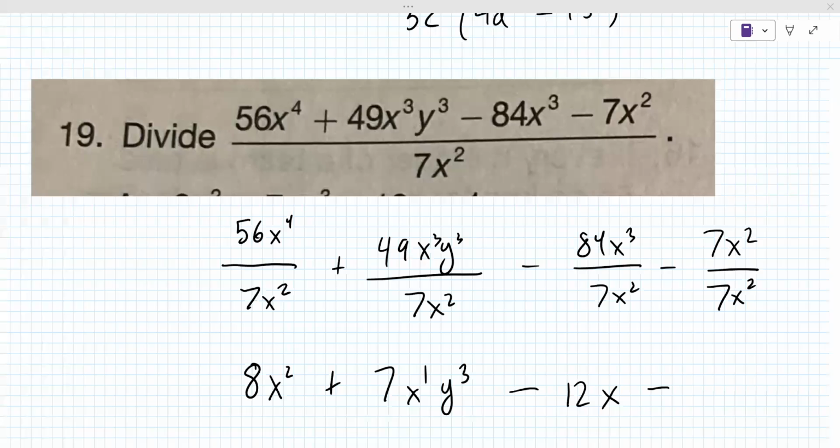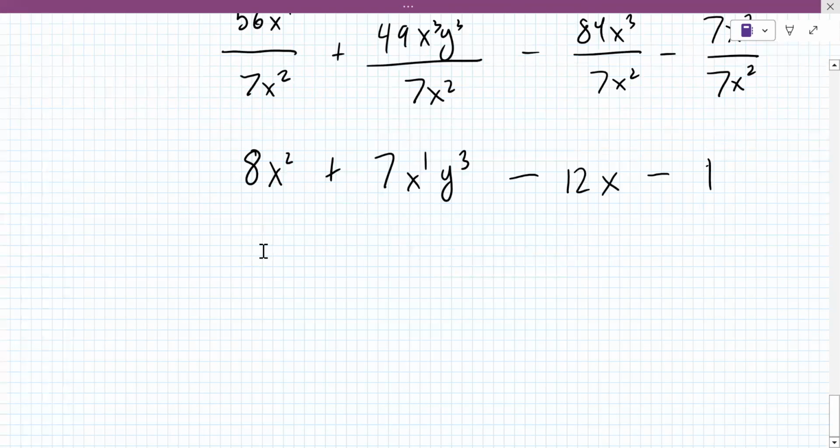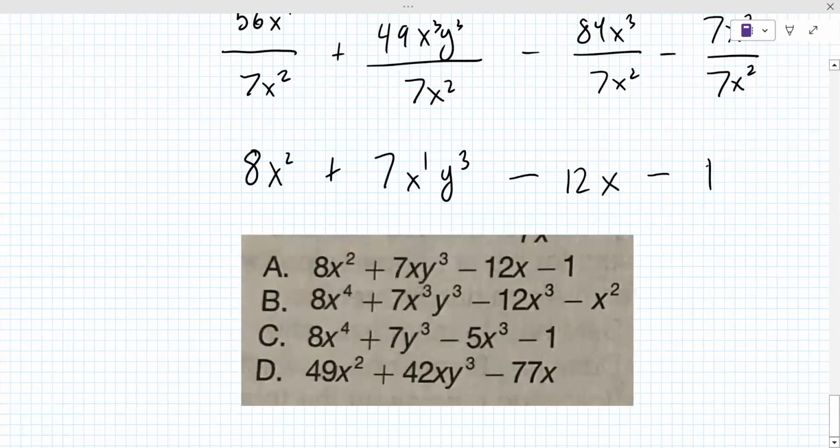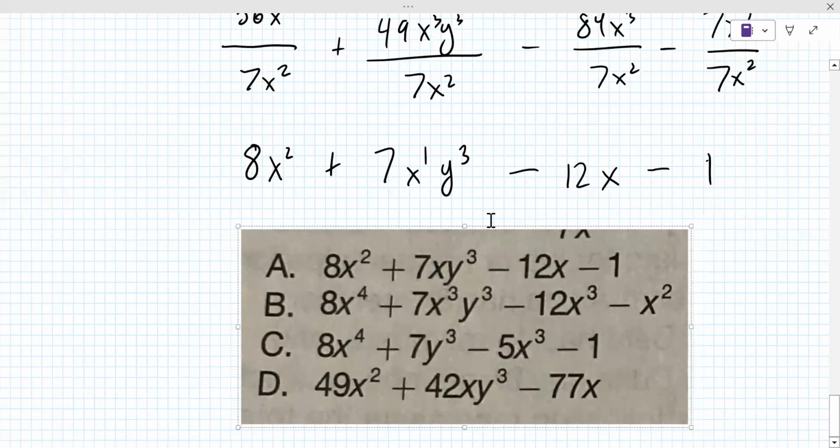X. When it's the same on the top and bottom, it becomes 1. Oh, 7 divided by 7 is 1. X squared divided is 1. Now we look at the answers. This is the most important part. You can't do all that work, get the right answer, and then not choose the right one. So just take your time here and make sure you select the one that's best.